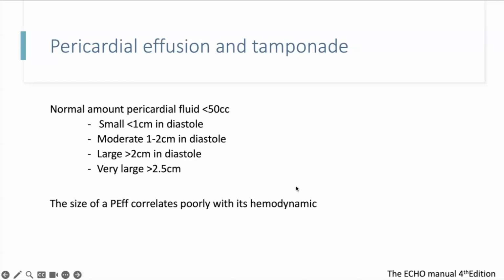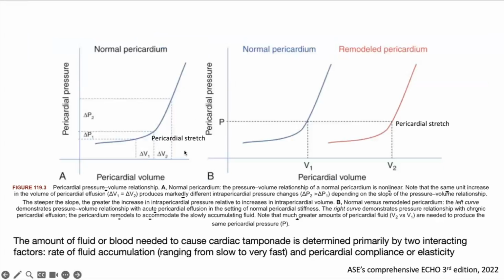The size of this is a very important point to make. The size of the pericardial effusion correlates poorly with its hemodynamics, and this is what I'll try to explain over here. So what you see here is the pericardial pressure-volume relationship, and as you can see, in normal pericardium, the pericardium is able to accommodate up to a certain amount of pericardial fluid, with a small change in pressure. But after a certain point, even if you add the same amount of volume in the pericardium, it can result in a very high pressure change. You get a steep rise in the pericardial space pressure, and at that point the patient has tamponade and becomes clinically unstable.